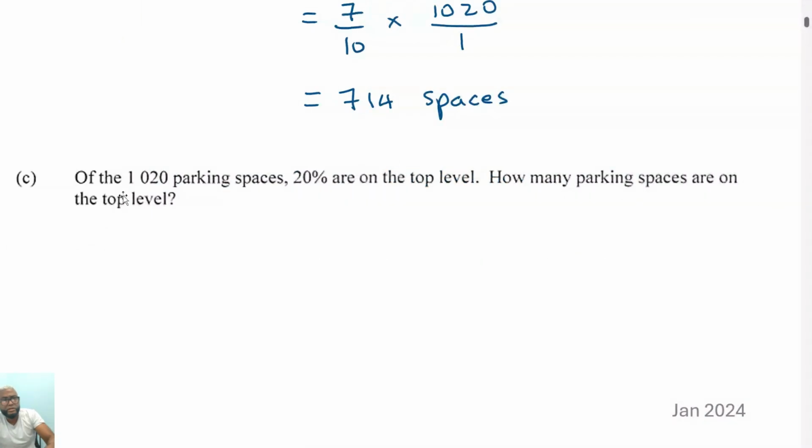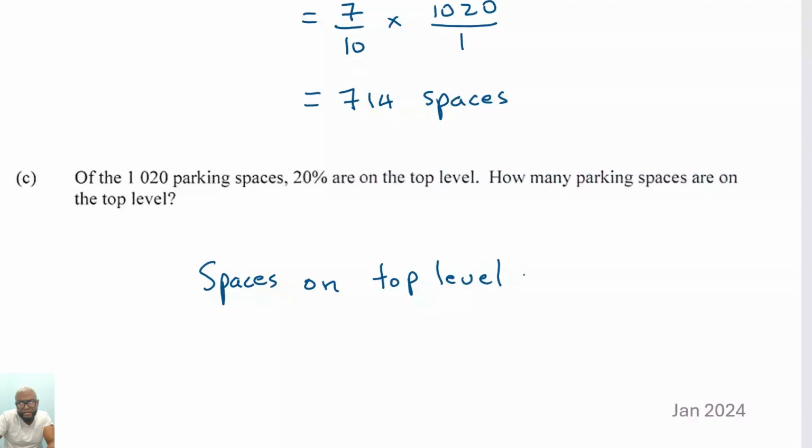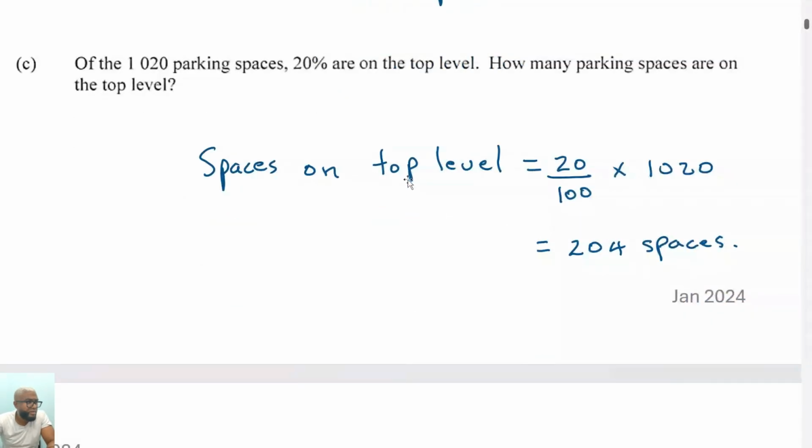We're going on. Of the 1,020 parking spaces, 20% are on the top level. How many parking spaces are on the top level, right? So spaces on top level would be equal to, if it's 20%, 20 over 100 multiplied by 1020. What does this work out to be, guys? How many spaces on the top level? How much, Cal? 204 spaces. Right? Proper thing.